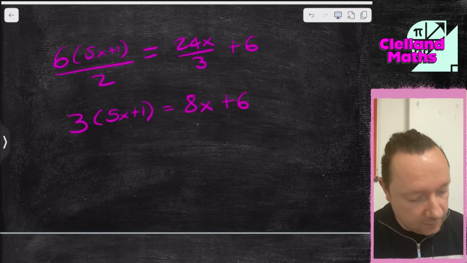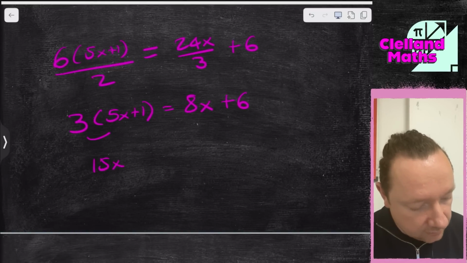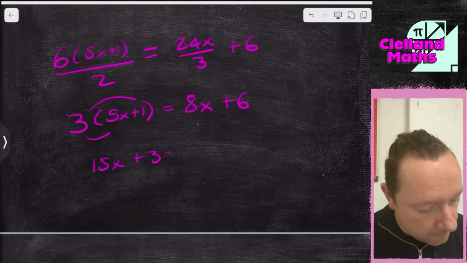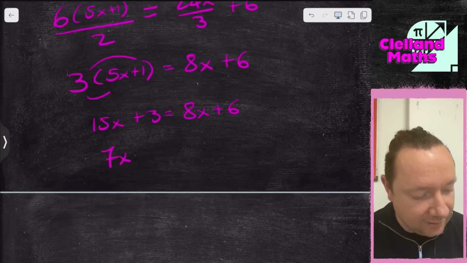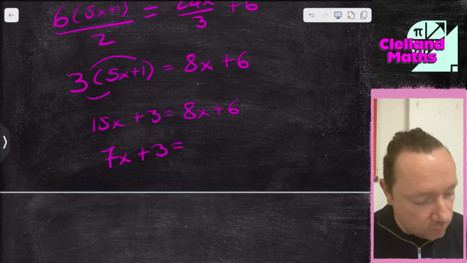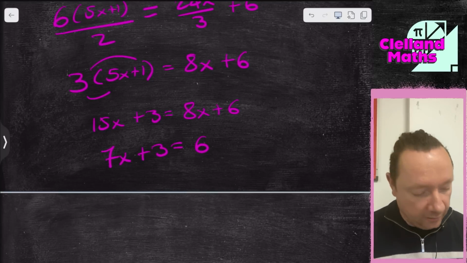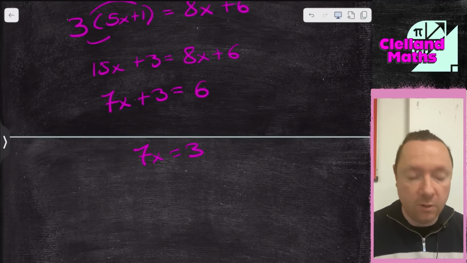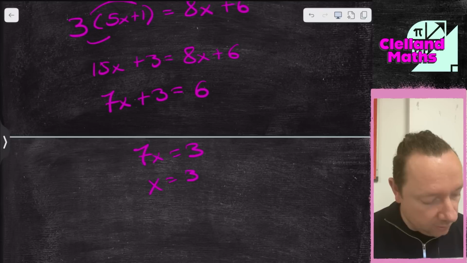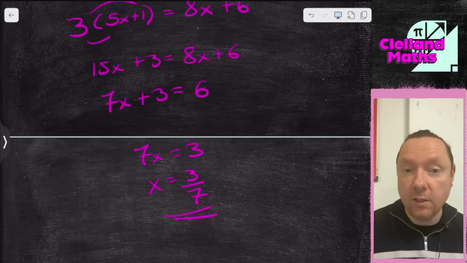Expand the bracket. 15x plus 3 equals 8x plus 6. Move the x's to the left to start with, so that gives me 7x plus 3 equals 6. Now move the 3, so I'll take away 3: 7x equals 3. Divide by the number in front of x, 3 over 7, and we're done there.